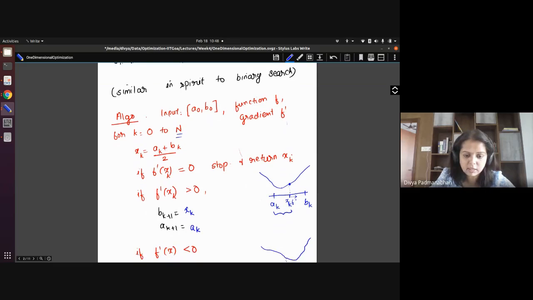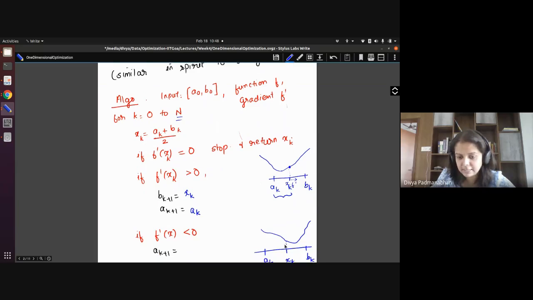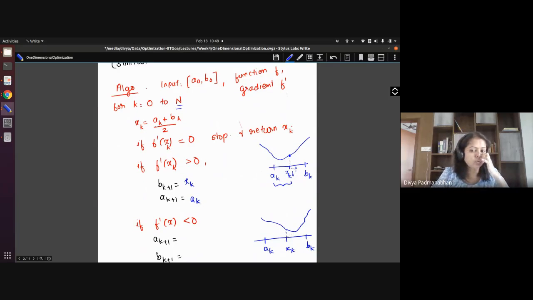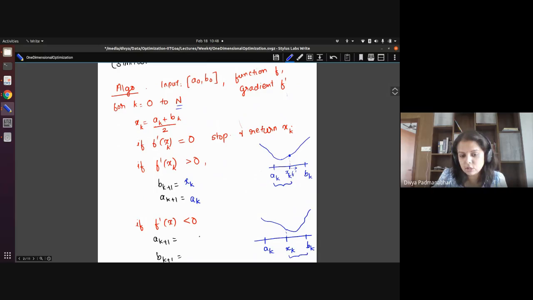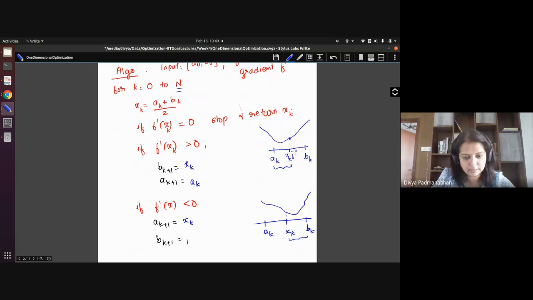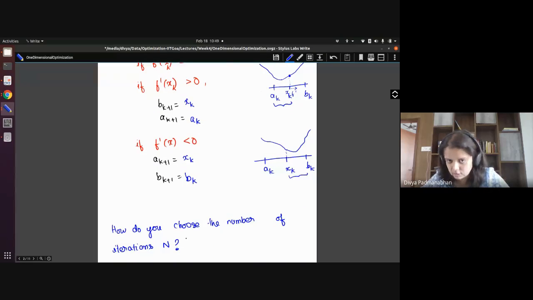Now, on the other hand, if you have the slope as less than 0, something like this, which part would you focus on? xk to bk, this region, right? So ak plus 1 would now be xk in the next iteration, and bk plus 1 is just bk. So you keep doing this for some n iterations, and this n has to be fixed in some way beforehand. Now how do you choose the number of iterations? That's the next point we'll consider.